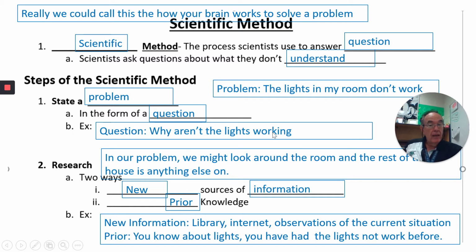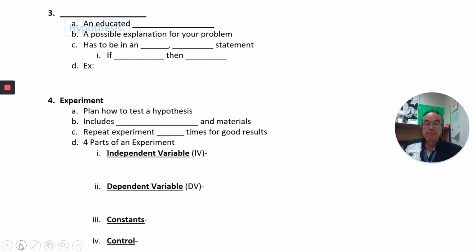Maybe we're thinking the bulb might not be working. Maybe based on this research we discover that the power is out. Maybe there was a storm or something and the electricity is just not working. And in order to solve our problem, we're going to come up with a hypothesis. And the hypothesis is our educated best guess.